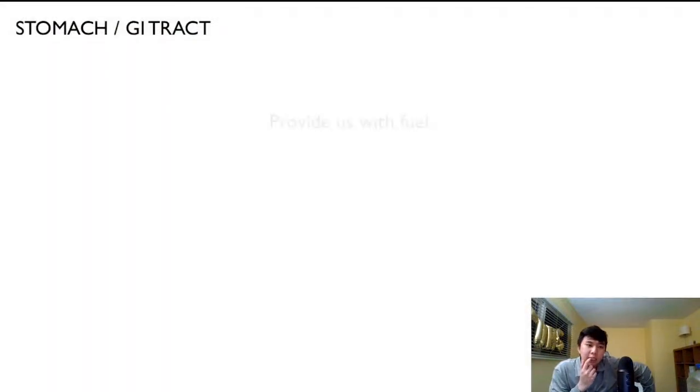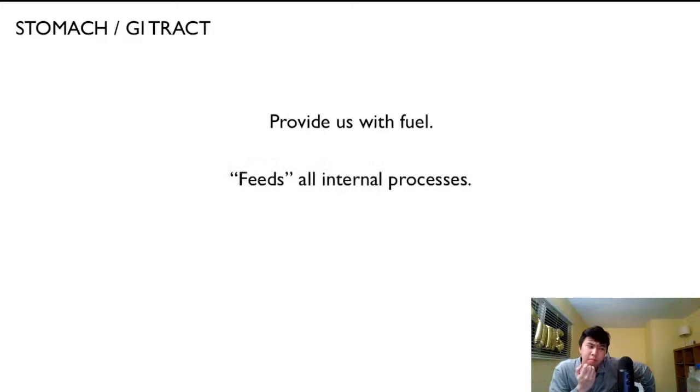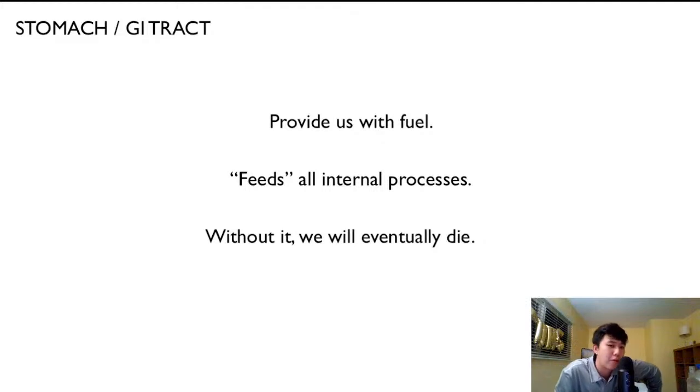And we also have a stomach, a GI tract, right? And our stomach provides us with fuel. This is what allows us to keep running. It feeds all of these internal processes, our brain, our muscles, our heart. These all require constant fuel, and they require resources. And that's what our stomach provides. And without it, we will eventually die. You can go a few days without food, even longer without water, but at a certain point, unless you're feeding your body, unless you're getting fuel, you can't survive.